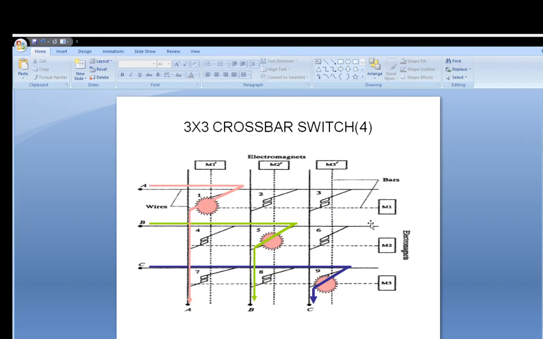Next drawback we can see: connection between subscriber A and A is possible, connection between subscriber B and B is possible, connection between subscriber C and C is possible. That is not actually required. Subscriber A will never connect a call with itself. That means these diagonal switches, like 1, 5, 9, are not required. These are again redundant, a wastage of switches. So this is again a drawback of this system.